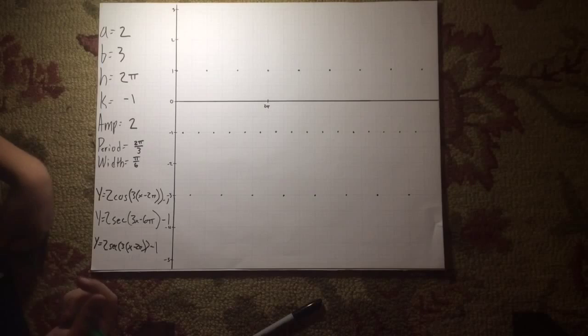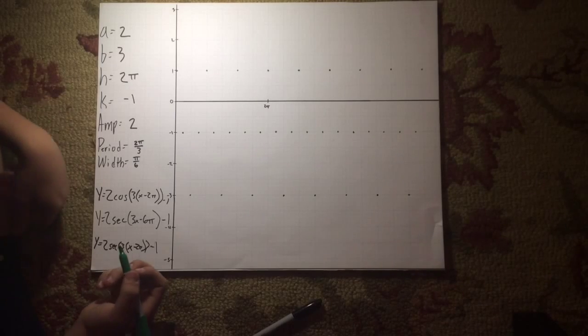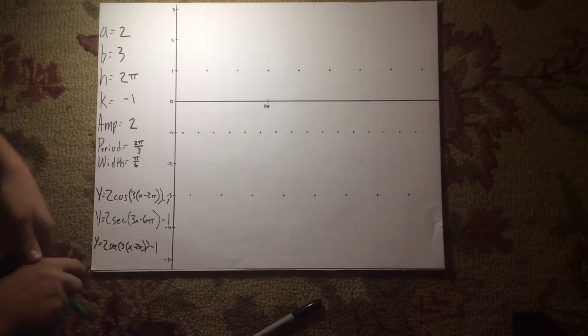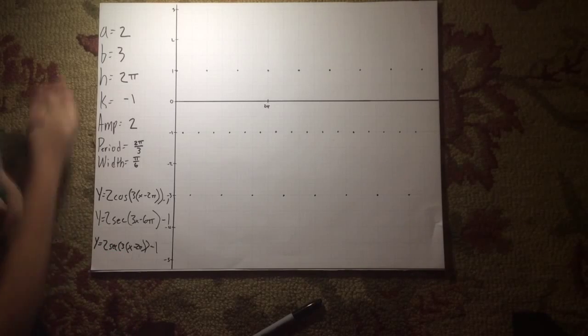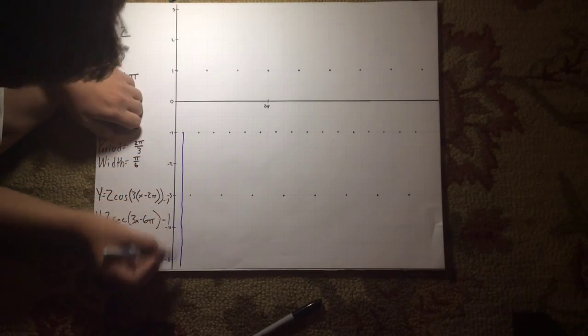Then, since every time the cosine graph is equal to -1, because it is translated down 1, where that is equal to -1, there will be an asymptote.